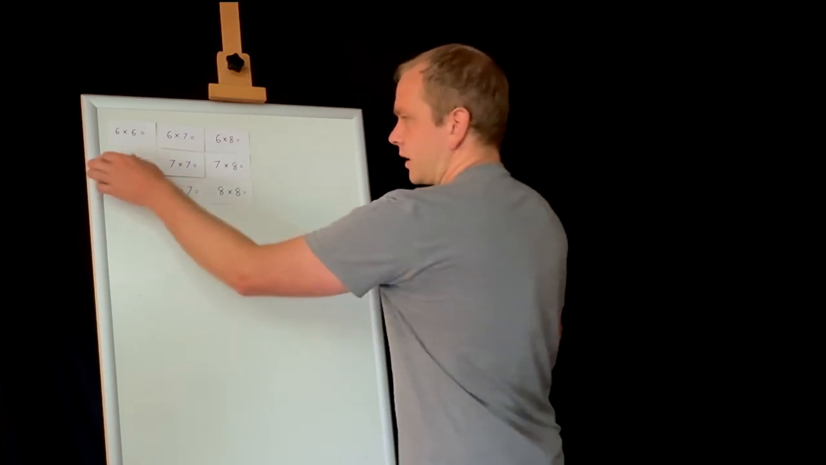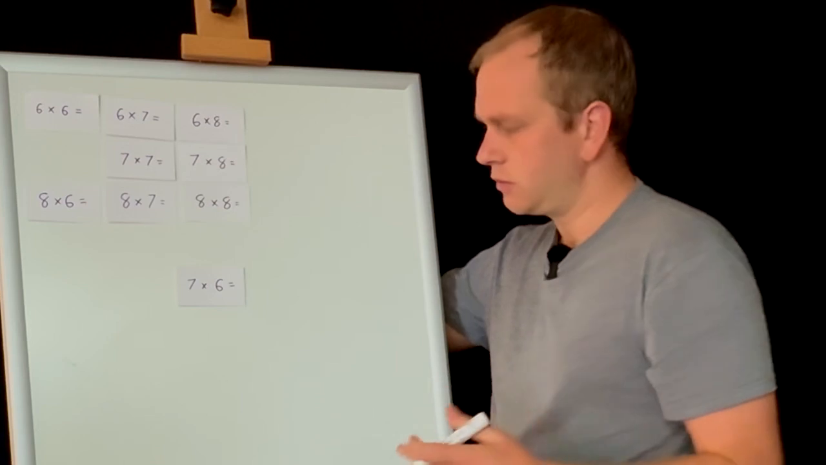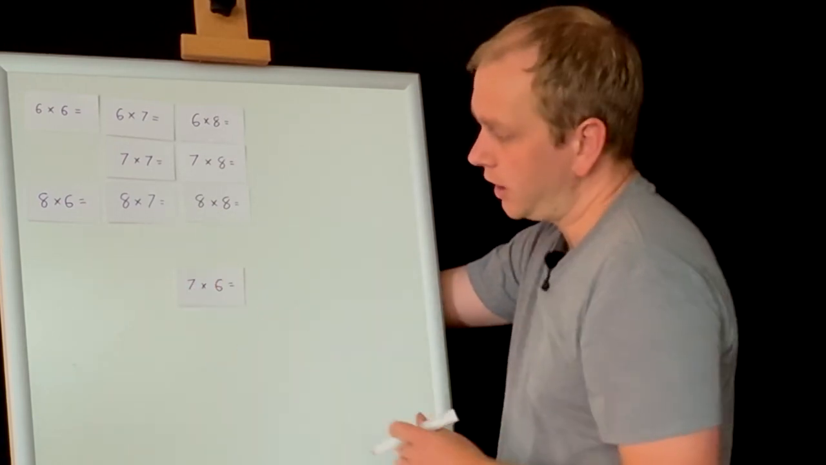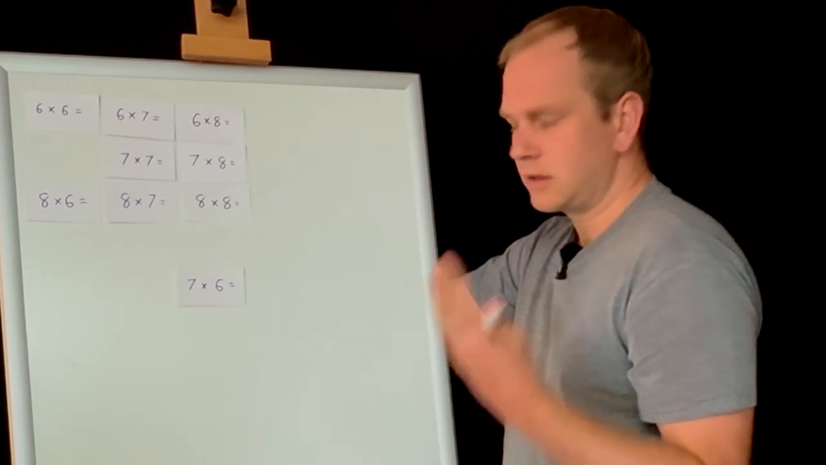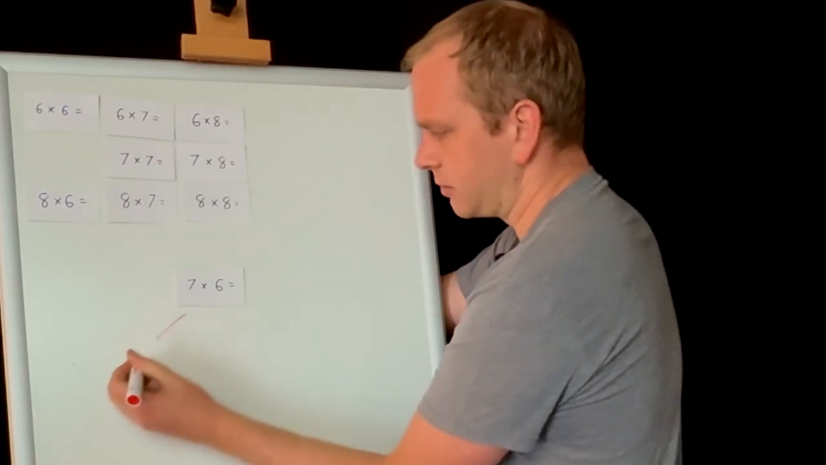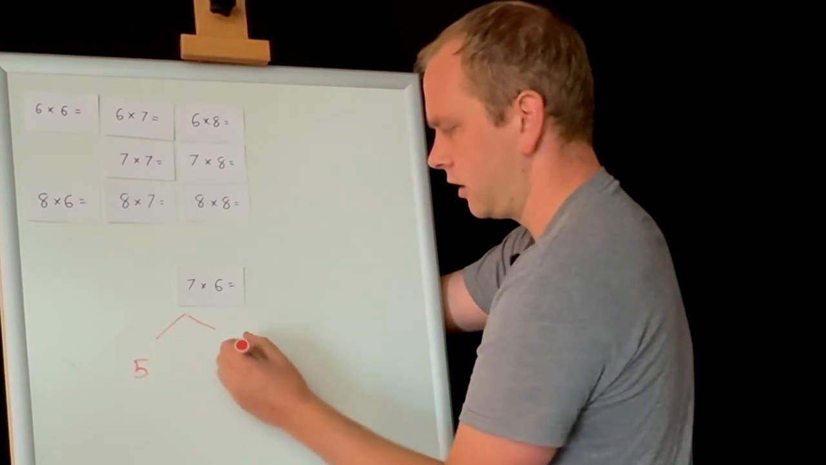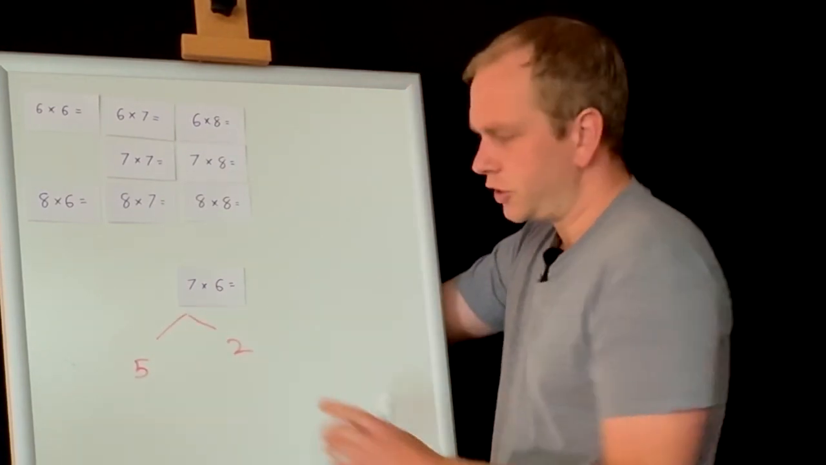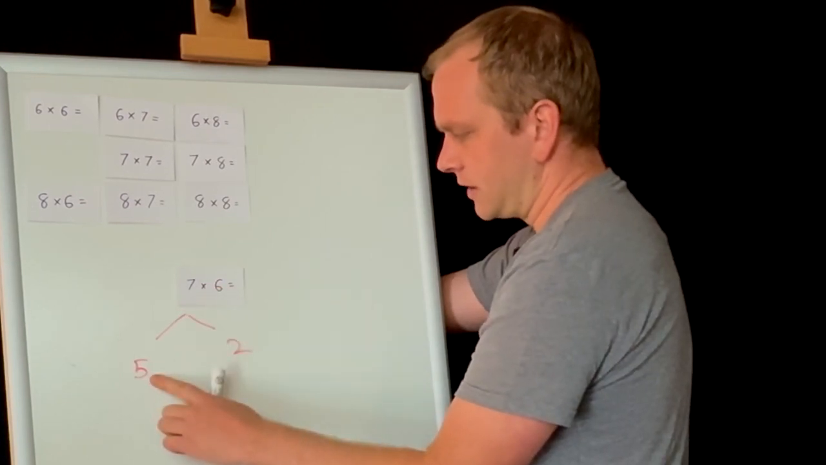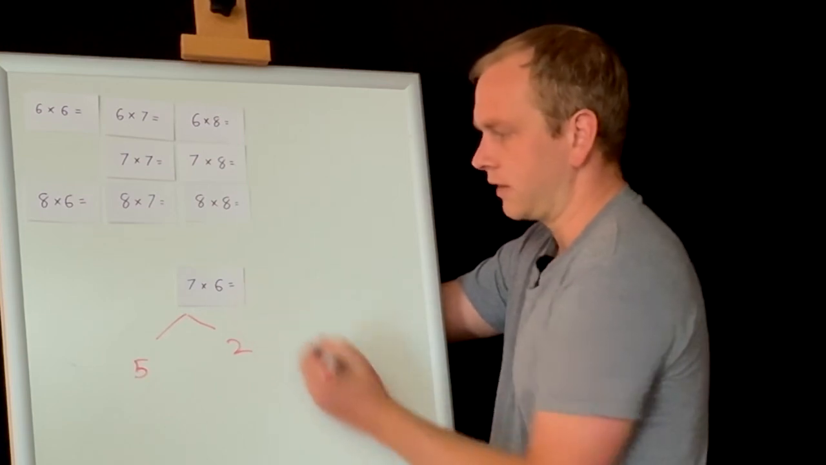So we're going to choose one of these. Let's say I choose 7 times 6. And then I'm going to choose one of these numbers. In this case, I'll pick 7, and we're going to think about how I could split that up into 2 different numbers. So maybe I'm going to split it up into a 5 and a 2. Now because of the distributive property, if I multiply 5 by 6 and 2 by 6 and then add those together, I'll be able to get the answer to this problem.